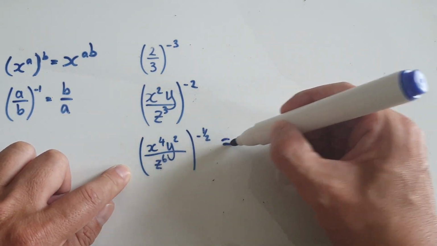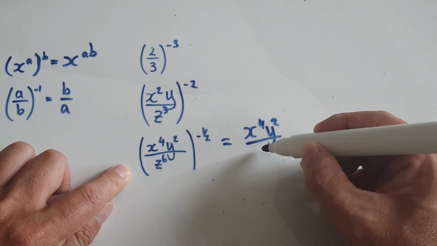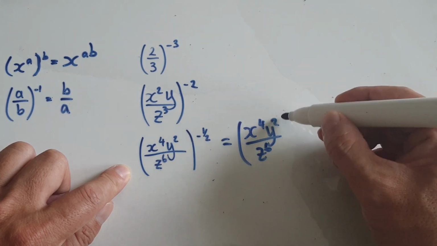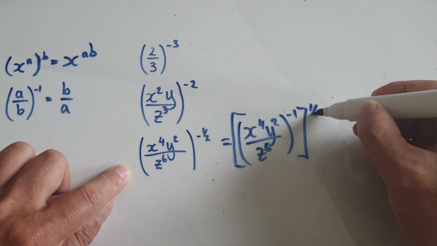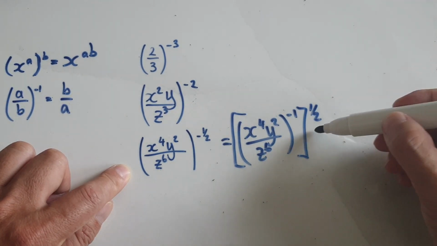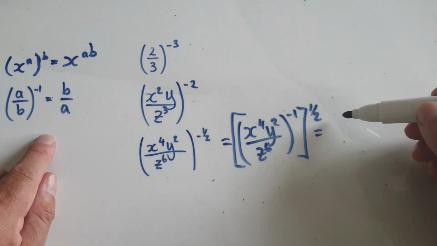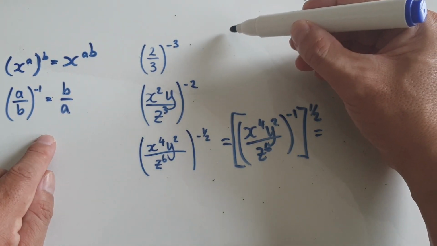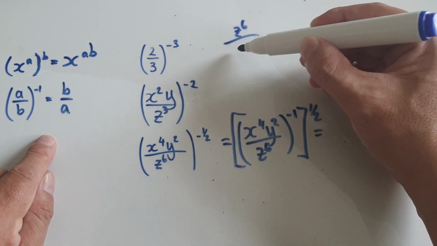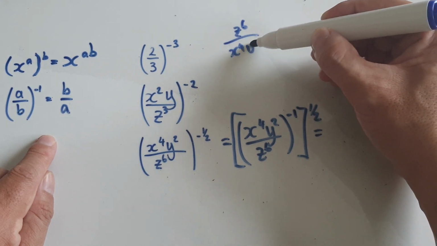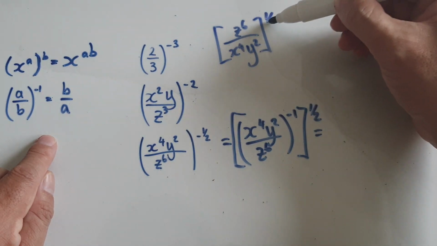So visualize this as x to the power of 4 y squared over z to the power of 6 to the power of negative 1 to the power of a half. Remember, a half is like a square root. Now, using the negative 1, turn it upside down because of this. So that will then give us, I'm going to write up here, turning it upside down, it will then give us z to the power of 6 over x to the power of 4 y squared, and then to the power of a half.